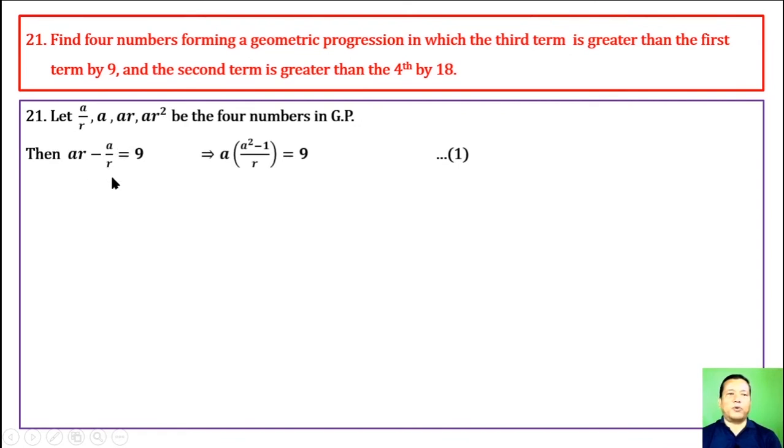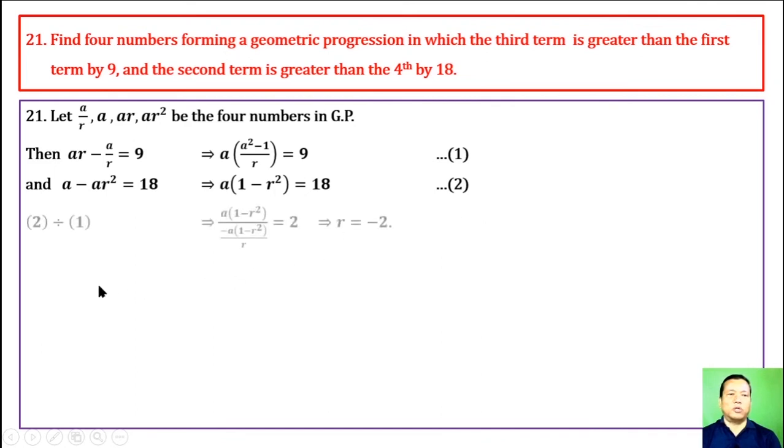we get third term minus first term, given as 9. Solving, we get this, which is equation 1. Also, the second term minus the fourth term, ar², is given as 18. We get equation 2. Dividing equation 2 by equation 1 and solving, we get r equal to minus 2.